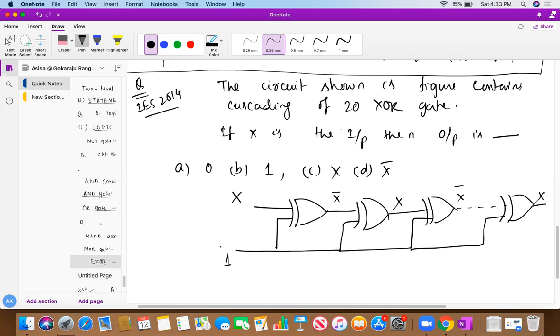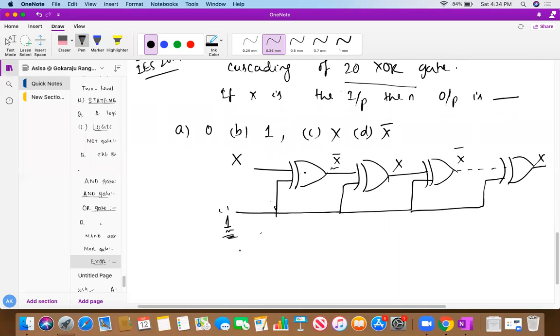Why is it? Because if one of the inputs of the XOR, the control input, is 1, it will act like an inverter. So now what is happening? If it is one XOR, an odd number, then obviously my output is the inverted version. Understand? Now if there are 20 XORs, 20 is an even number. Even number means what will I get? Obviously, because the logic input is 1, it acts like a buffer.